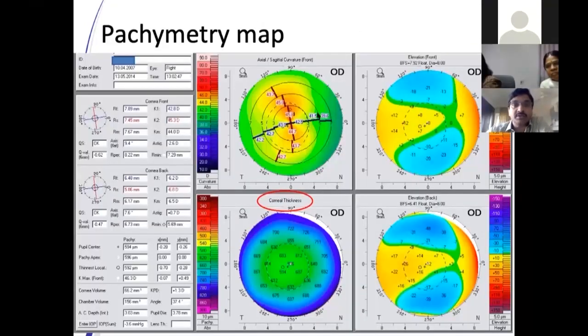Now, once you're through your curvature map, next you go on to the thickness map. Along with this map, these numbers also have to be looked into. It gives the center of the pupil, the apex, and the thinnest locale. A very important point is the thinnest locale, which will help us in knowing what is the thinnest point in the cornea.